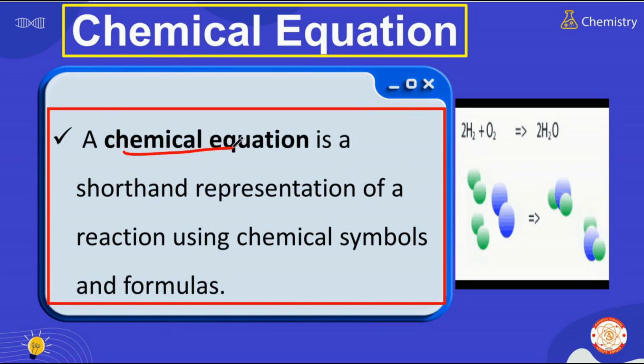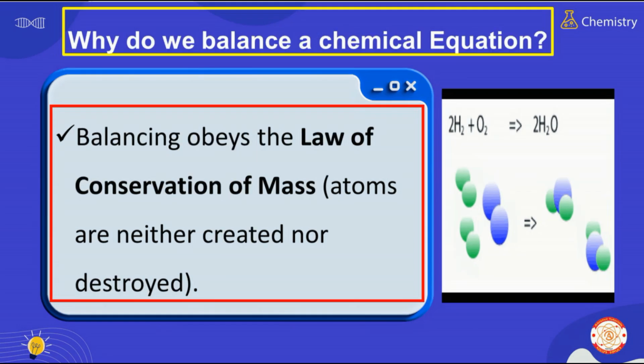A chemical equation is simply a shorthand representation of a reaction using chemical symbols and formulas. Before we start balancing a chemical equation, let us see why we balance a chemical equation. Why do we balance a chemical equation?